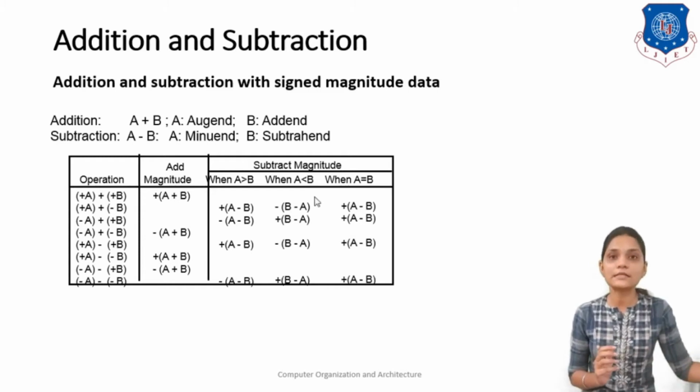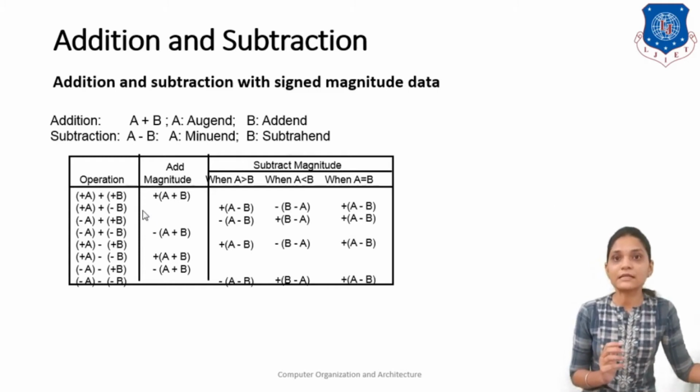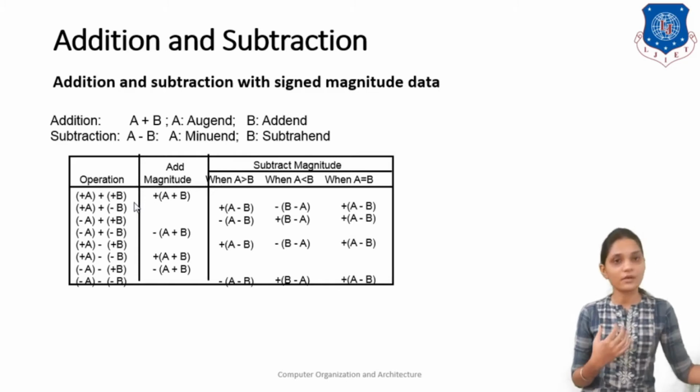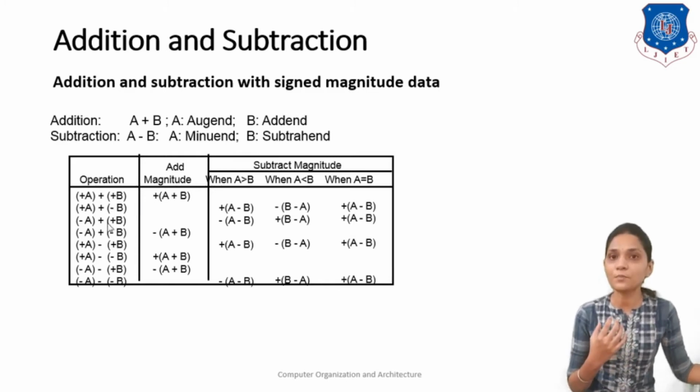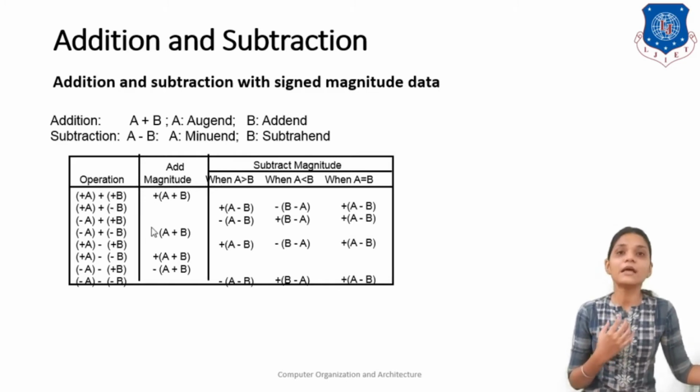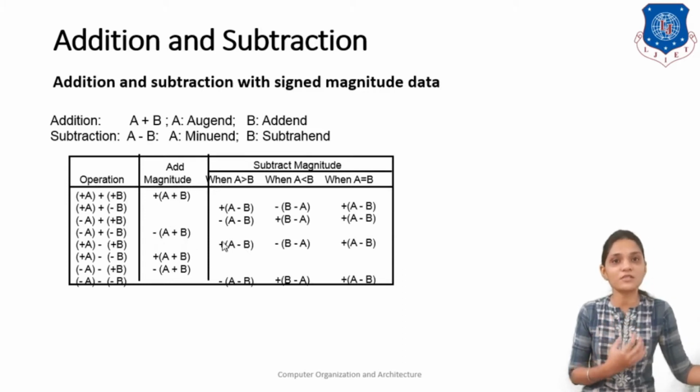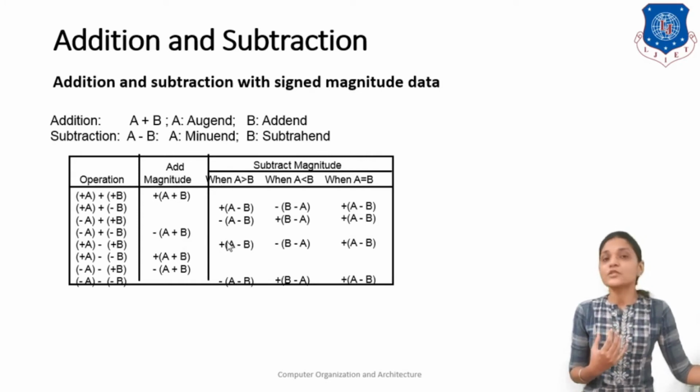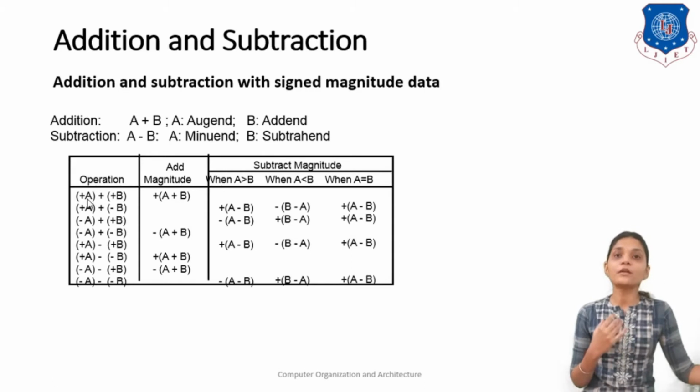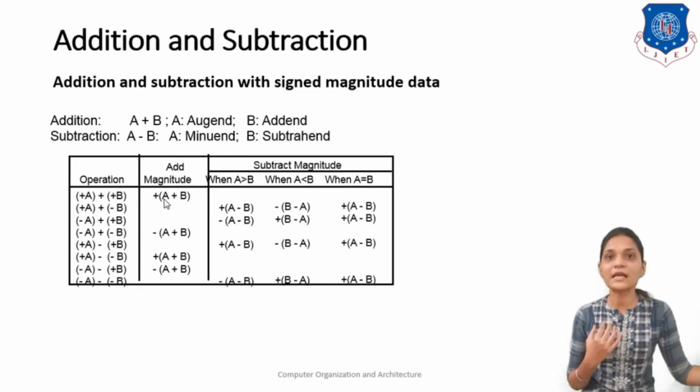So if we consider all 8 combinations, where the number can be positive or negative and the operation can be addition or subtraction, then we can summarize it like this: whether you are going to do the addition or subtraction operation, and what will be the sign of your result. If both numbers are positive and you are given the addition operation, then you will actually do the addition, and your result will be A plus B. That is the simple thing.